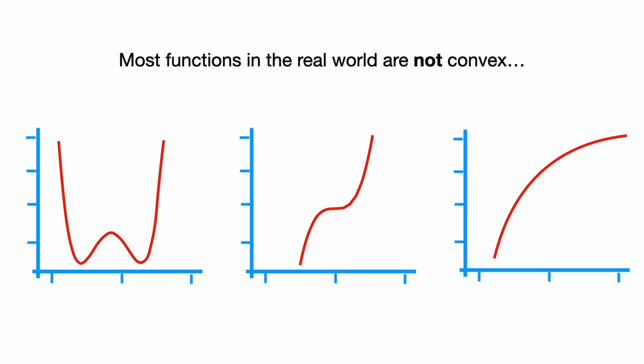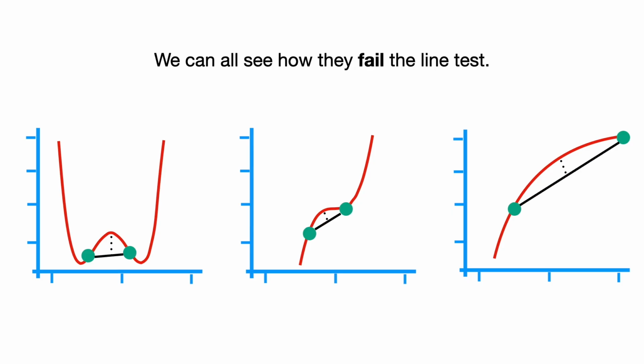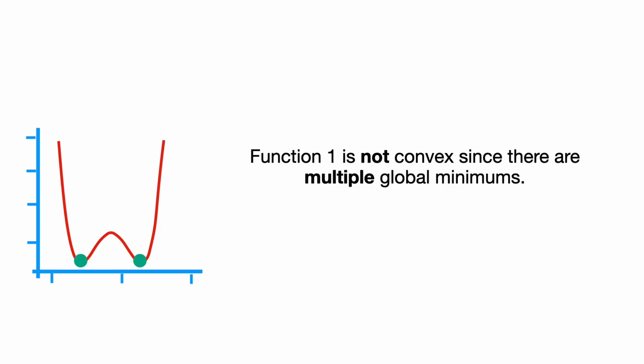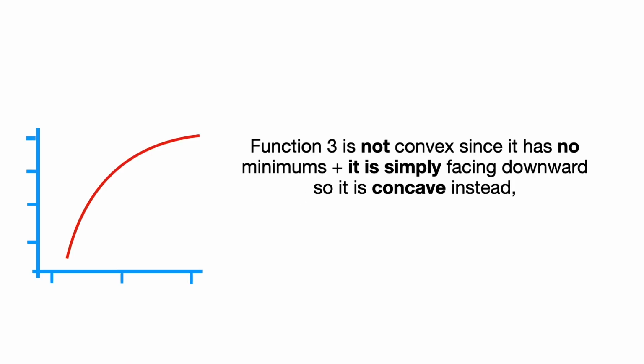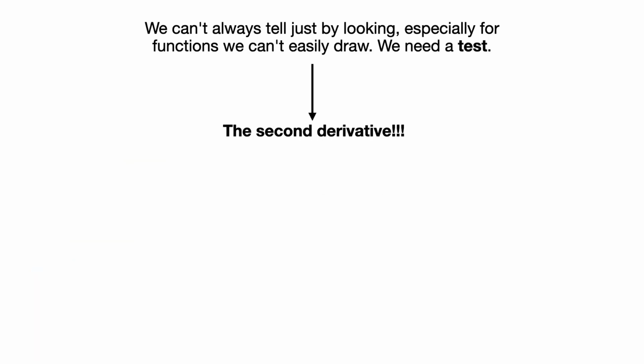We take these three functions. We can see how they all fail the line test. Function 1 is not convex since there are multiple global minimums. Function 2 is not convex since there is no defined finite minimum of the function. Function 3 is not convex since it has no minimums, plus it is simply facing downward, so it is concave instead. We can't always tell just by looking, especially for functions we can't easily draw.